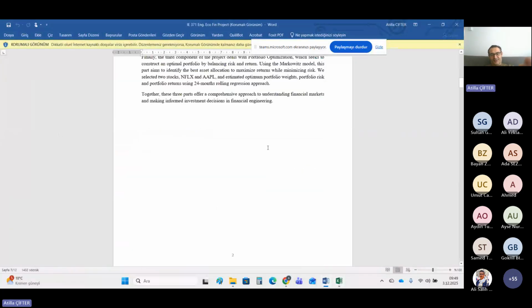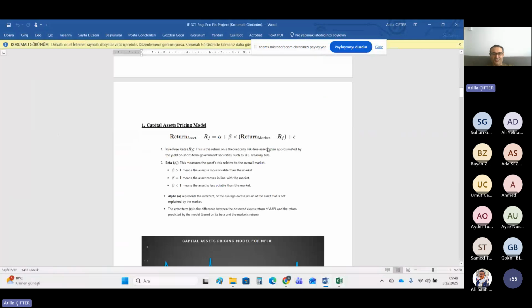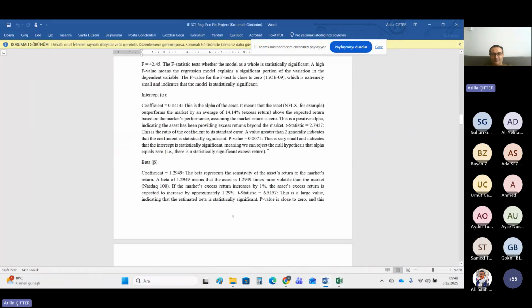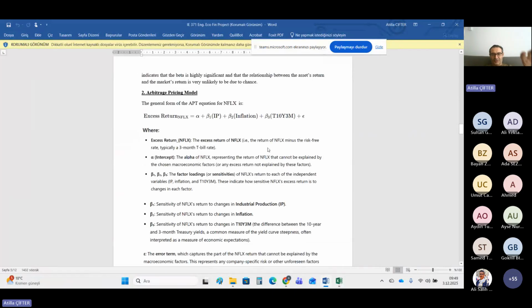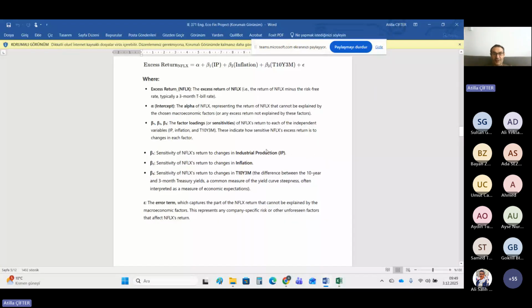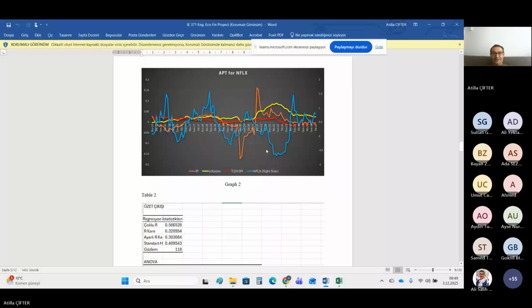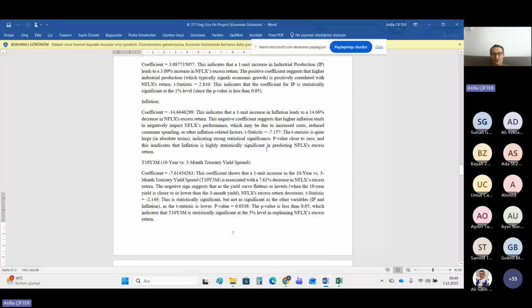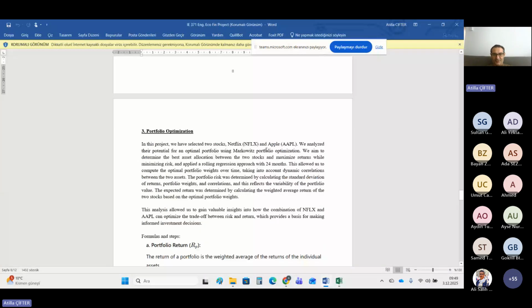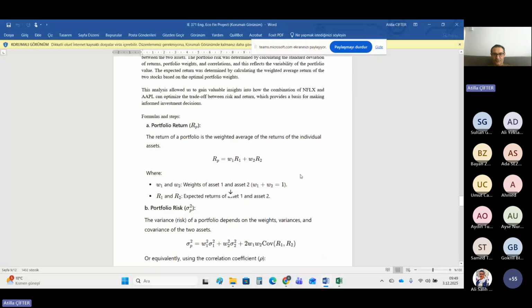So now we understood that we have three parts in the project. The first part is the CAPM model, which takes an individual stock and excess market return. The second part is the arbitrage pricing model. We take the excess return, and then we take three macroeconomic factors and try to forecast this excess return. Then we have portfolio optimization. Let's remember what we learned last week in portfolio optimization.